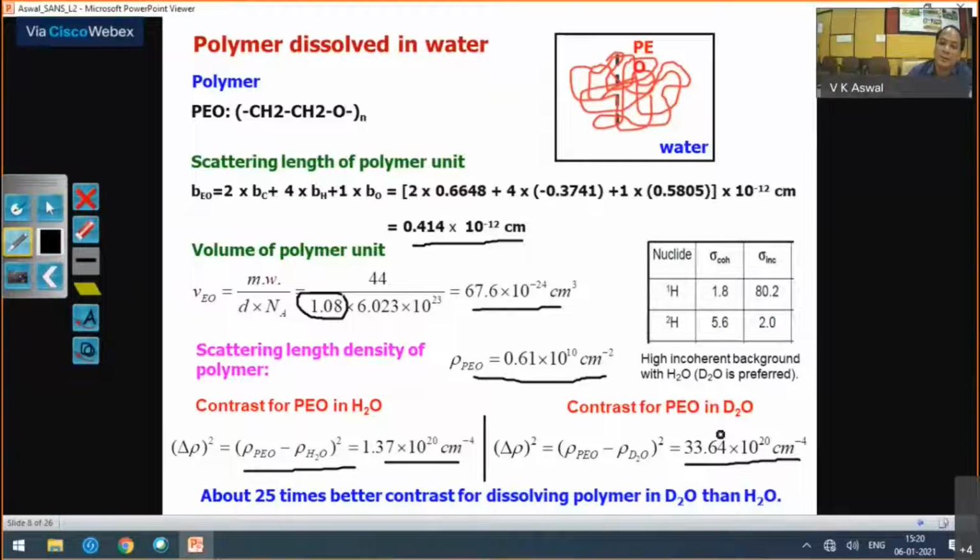And moreover, your incoherent background will be much less now, because the incoherent background for hydrogen is very, very high compared to deuterium. So it's not only the contrast you enhance, but also the incoherent background is suppressed. So whenever you have a hydrogenous component and you want to see this particularly by neutron scattering, you should always prepare it in a deuterated solvent, and you increase the contrast as well as decrease the incoherent background.